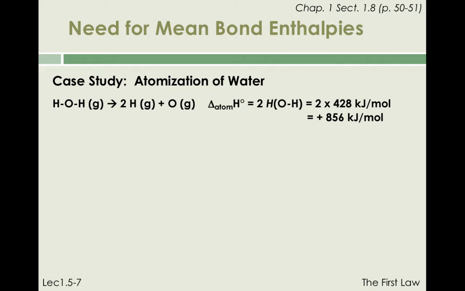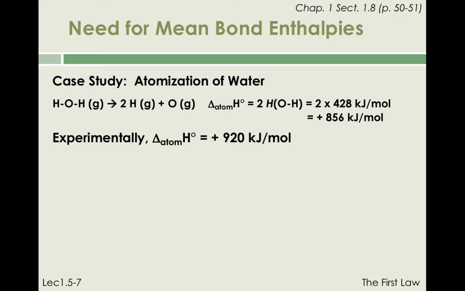We can also measure the standard enthalpy of atomization of water experimentally, and we find an experimental value of plus 920 kilojoules per mole, much higher than the value predicted from bond enthalpies by actually a value of 64 kilojoules per mole. So why is there such a difference between these values?